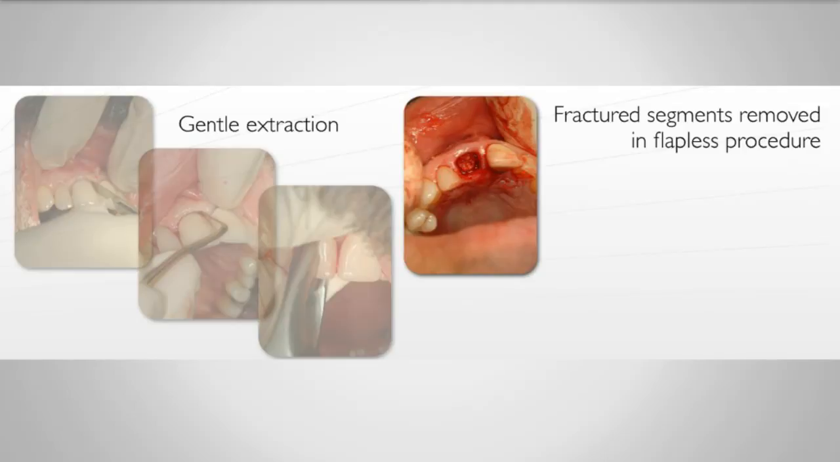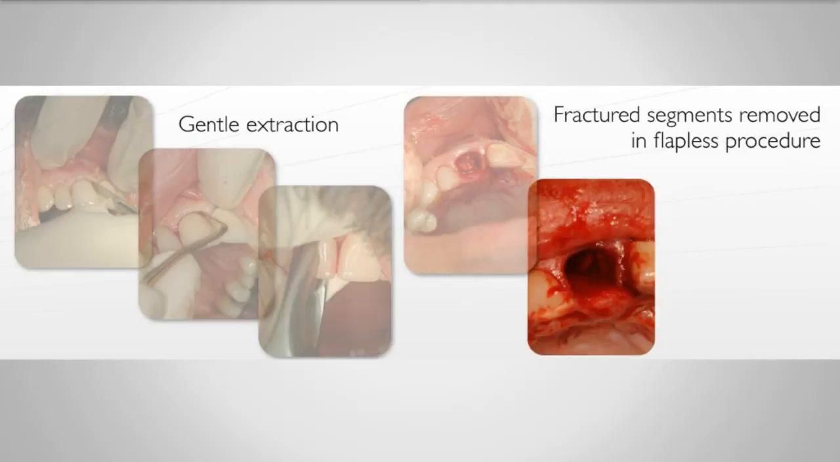And notice it's a flapless procedure; the sulcular tissue is still present. So here is the socket after the tooth was extracted. And there's that coronal portion that was taken out.